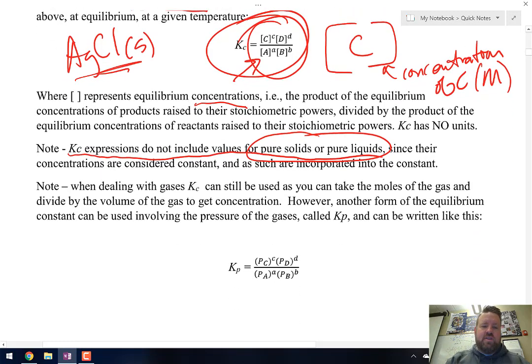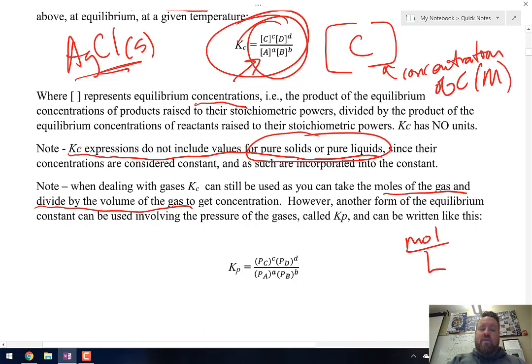Here's another note. When dealing with gases, Kc can still be used. Think about the moles of a gas over the volume of a gas. Can you calculate that? Of course you can. So when you have a gas, can you still use Kc with gases? Absolutely, yes, you can. You can take the moles of the gas and divide by the volume of the gas and get the concentration.